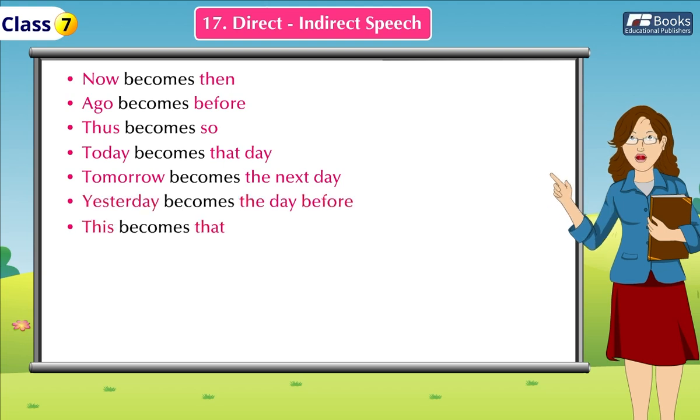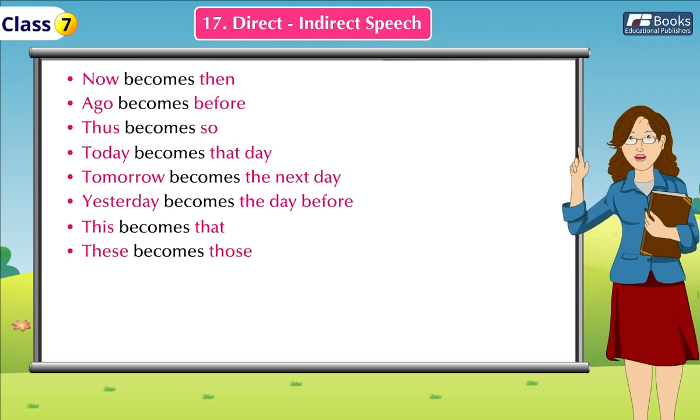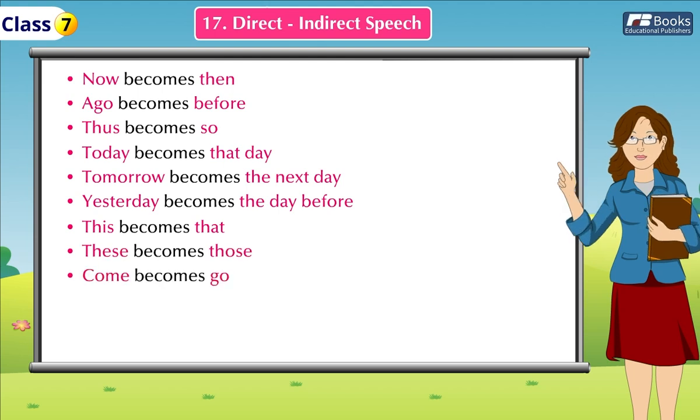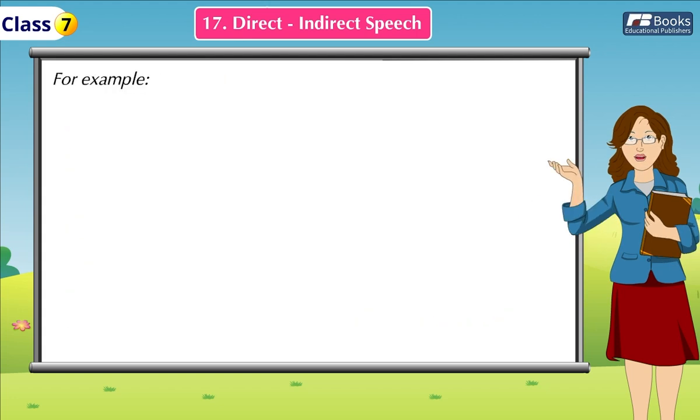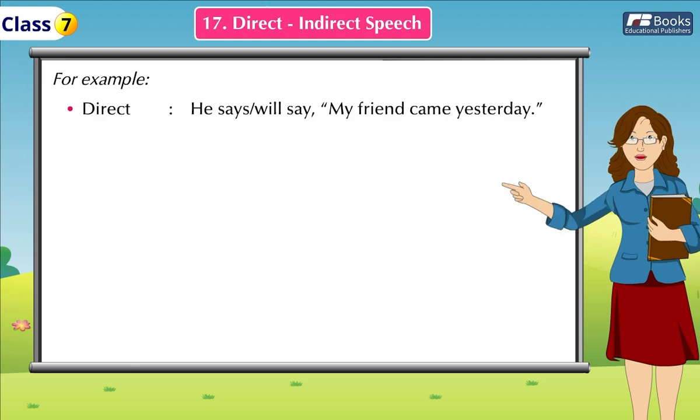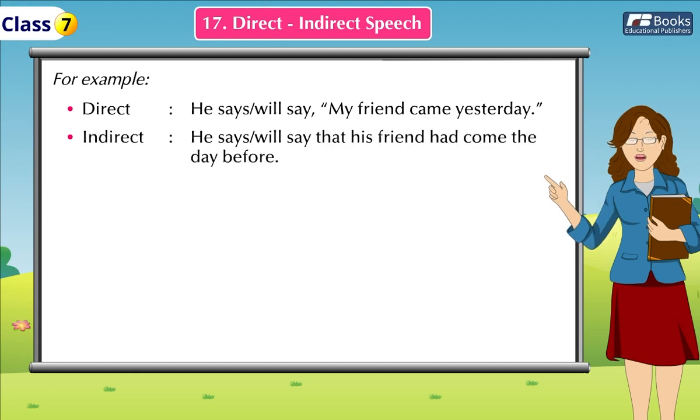This becomes that. These becomes those. Come becomes go. Hence becomes thence. Next week or next month becomes the following week or month. For example, direct: He says or will say, "My friend came yesterday." Indirect: He says or will say that his friend had come the day before.